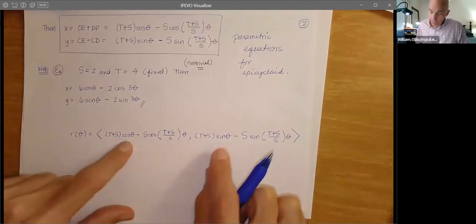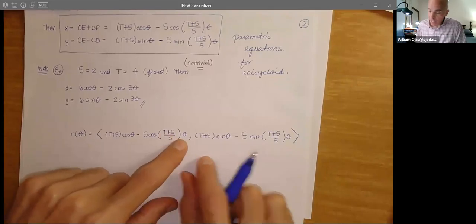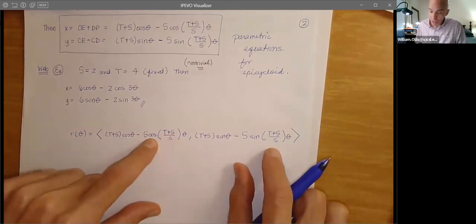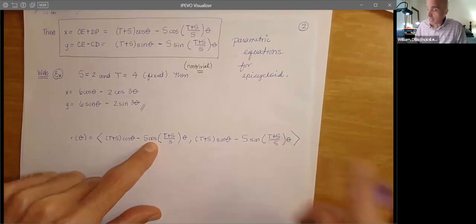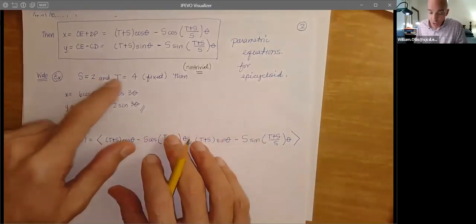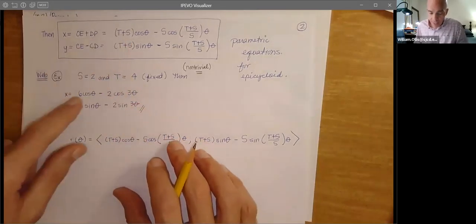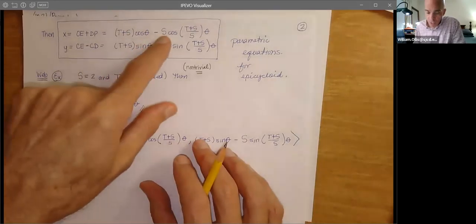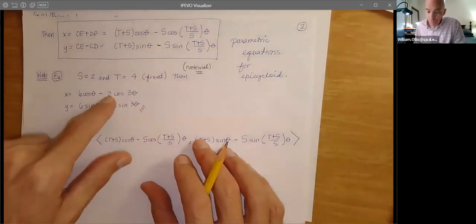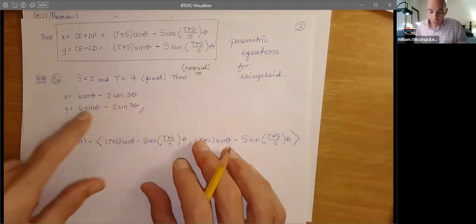Sine of (T plus S over S times theta), close. So you can think of it this way, ladies and gentlemen. These all look the same, except you have the T plus S with the cosine, T plus S with the sine, and here you have the S and the (T plus S over S times theta), but here we have the cosine and here we have the sine. So that would be easy to commit to memory.